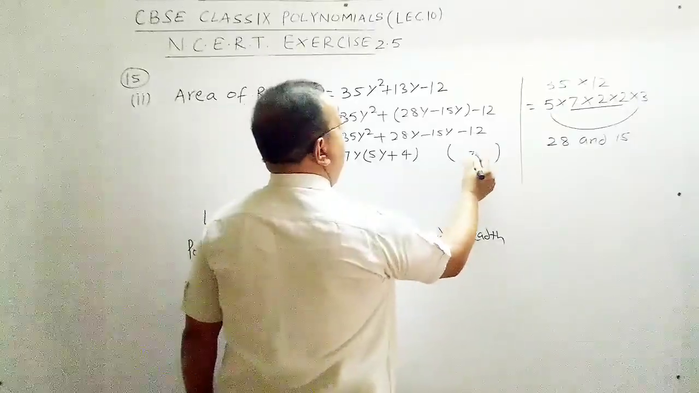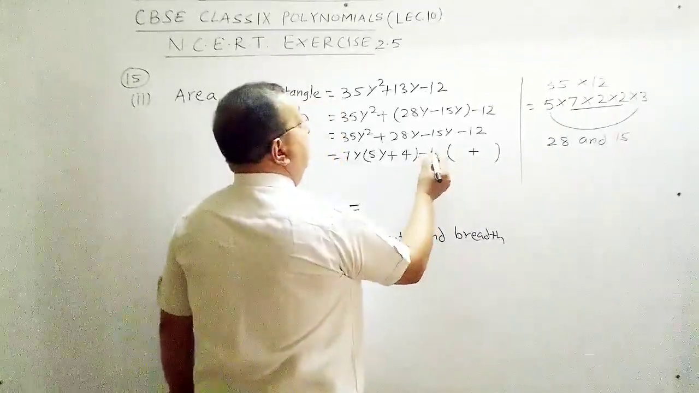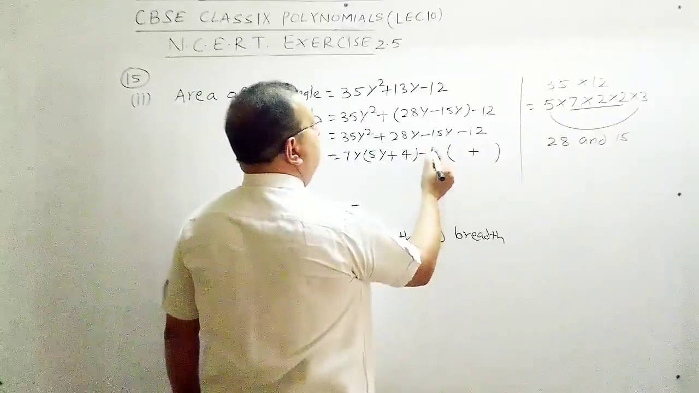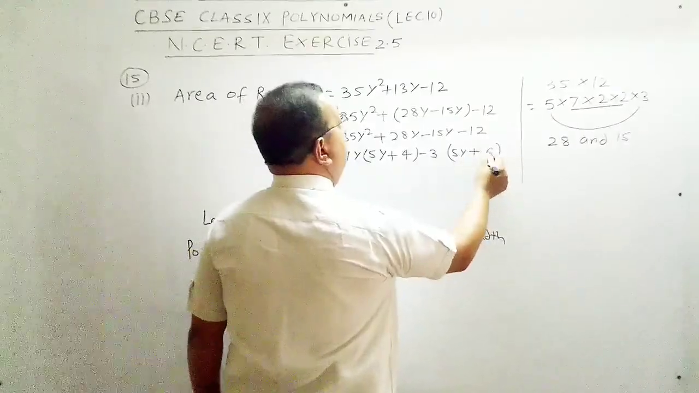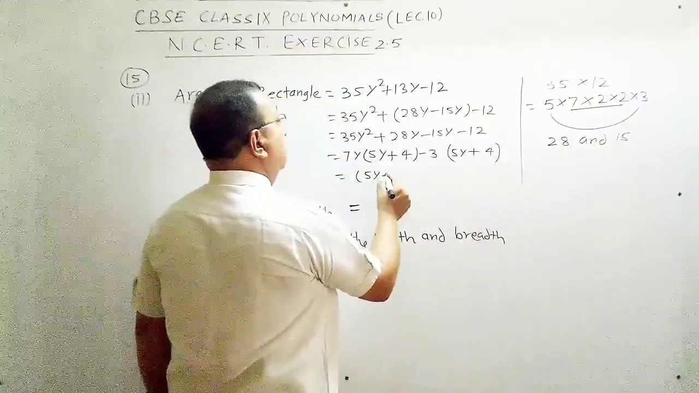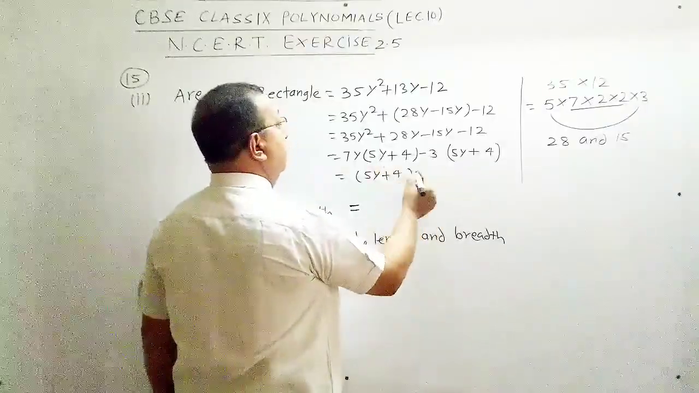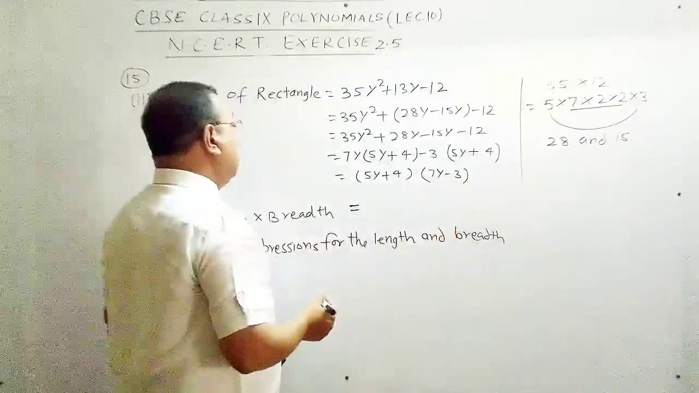Plus sign in the first bracket, put a plus sign in the next bracket also. Plus minus minus, from 15 and 12, 3 is common. 3 5s are 15, 3 4s are 12. Now 5y plus 4 is common from both. Inside there is 7y minus 3.